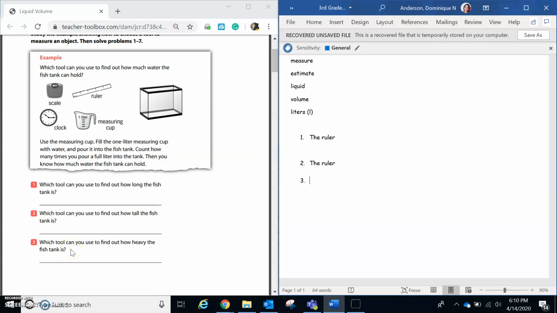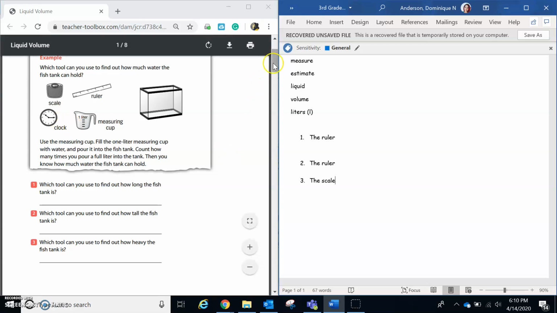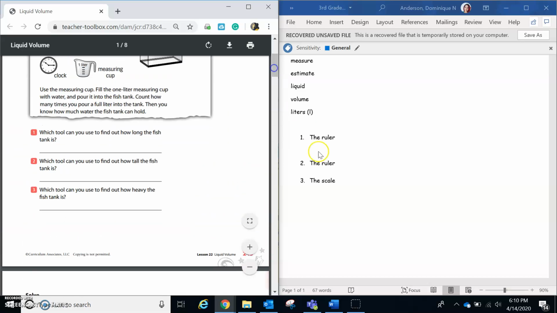And number 3, which tool can you use to find out how heavy the fish tank is? Remember, we talked about the clock, scale, ruler, or measuring cup. We stand on it and it gives us our weight, which tells us how heavy we are. So which one of these would we use to tell us how heavy the fish tank is? The scale. Good job. And these do not need to be in complete sentences right now, only because our line is not that long, so it's okay.